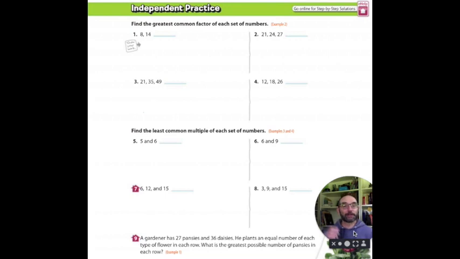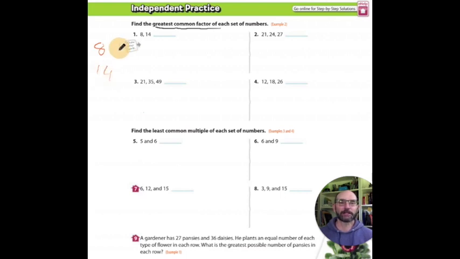All right, so now we're going to try the independent practice. And to make life easier for everybody, we're just going to do the odd ones, okay? So here we have number 1 on independent practice. Find the greatest, let me go back to my pen here. Find the greatest common factor of these numbers. So greatest common factor of 8 and 14. Ready, go.